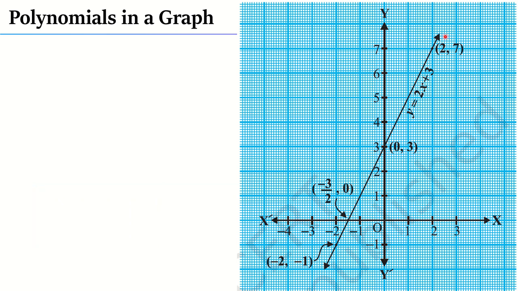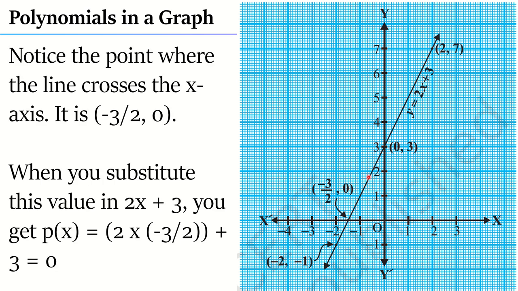So this is the graph which comes across. We have substituted -2, giving -1, 2 giving 7, as well as 0 giving 3. One important point you need to observe: this is a linear equation, so it is a line graph. The graph crosses the x-axis at (-3/2, 0).